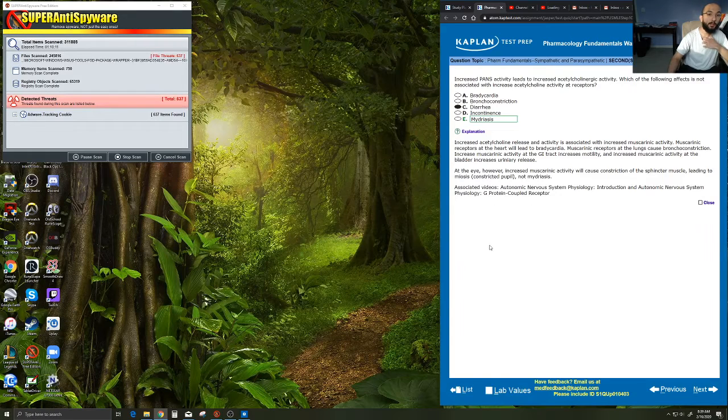Let's take a quick look at this question about acetylcholinergic activity. The question states that increased parasympathetic nervous system activity leads to increased acetylcholinergic activity, which makes sense because acetylcholine is the principal neurotransmitter of the parasympathetic nervous system. Which of the following effects is not associated with an increase in acetylcholine activity at receptors?